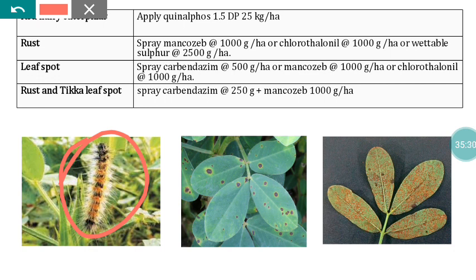Regarding the diseases, there is rust disease, so the photosynthetic area will be decreased, and automatically the yield will be decreased. Similarly, leaf spot incidence is also a major problem. To control all those things, we have to use the appropriate chemical as listed in this particular table.